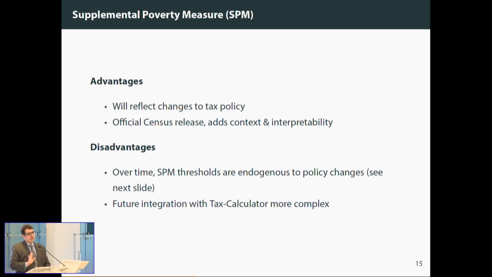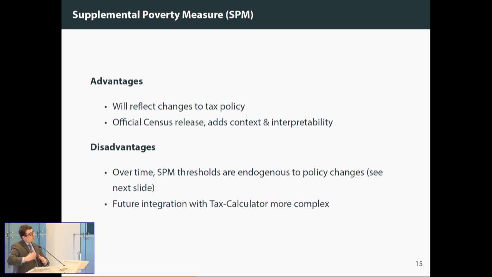The disadvantages, I don't want to get too hung up on this because I want to get to the step-by-step of actually how to do this, but I will mention this because I think it's an important consideration when you're thinking about how the SPM poverty threshold might be integrated into Tax-Calculator in the future. So you saw that the poverty threshold for SPM is actually a distribution of expenditures. That means that the threshold that we use for poverty, if you project it out and you add a policy change on top of that, might actually be endogenous to the policy change that you're simulating.